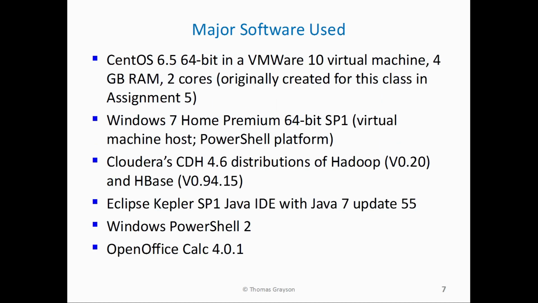Quick overview of the software I used. I used one of the CentOS VMs that we originally developed for this class. I ran the VM on Windows 7. I was using the Cloudera CDH 4.6 distribution with Hadoop and HBase. I installed the Eclipse Kepler IDE in the VM. I used Java 7. I used PowerShell in Windows for some pre-processing, and OpenOffice Calc to review the results.